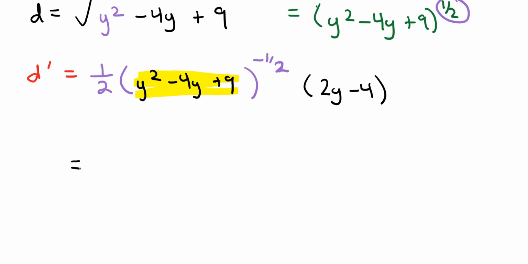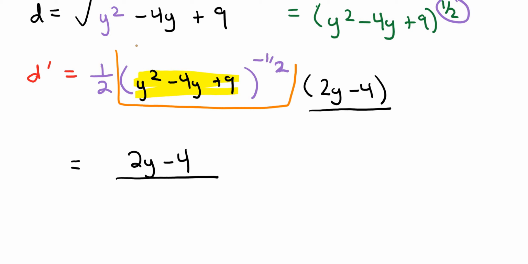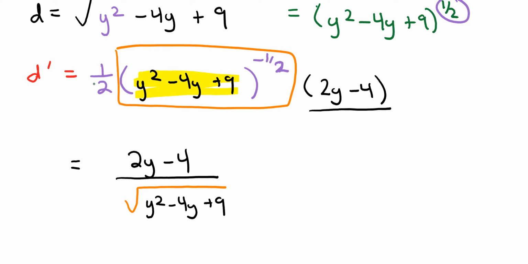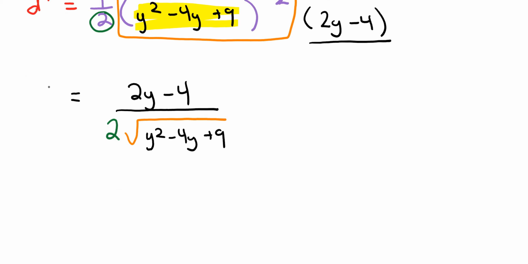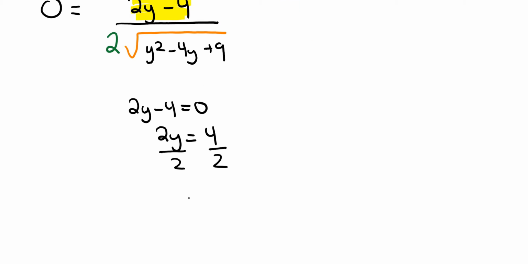All right, let's rewrite this back into a radical. So this 2y minus 4 can remain on the top, all divided by, well, this part right here, that will be on the denominator as the square root of y squared minus 4y plus 9, and this 2 here can just remain on the bottom. All right, so that derivative is going to be equal to 0, and whenever you have a fraction equaling 0, you just focus on the numerator here, and you just set 2y minus 4 equal to 0, 2y would equal 4, divide both sides by 2, and the y value is positive 2.